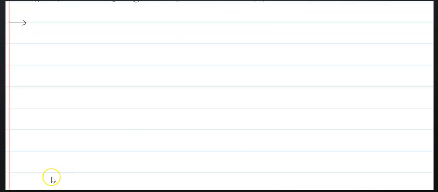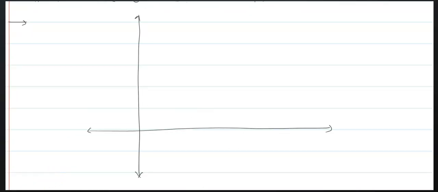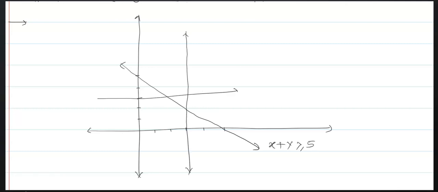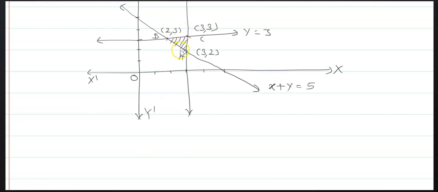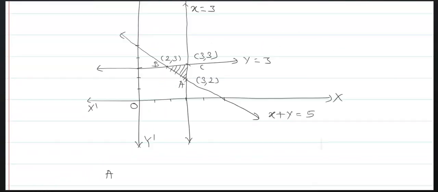Therefore the first is the graph. The first line is x plus y is greater than or equal to 5. These are the lines x is equal to 3 and y is equal to 3, and therefore you will get the points of intersection 3, 2, 2, 3 and 3, 3. This is the feasible region. These are the points.